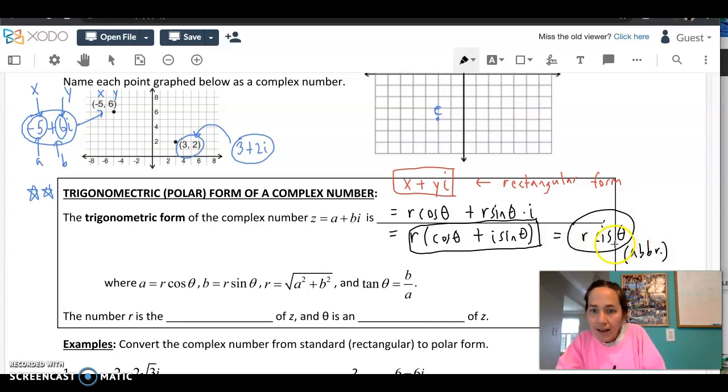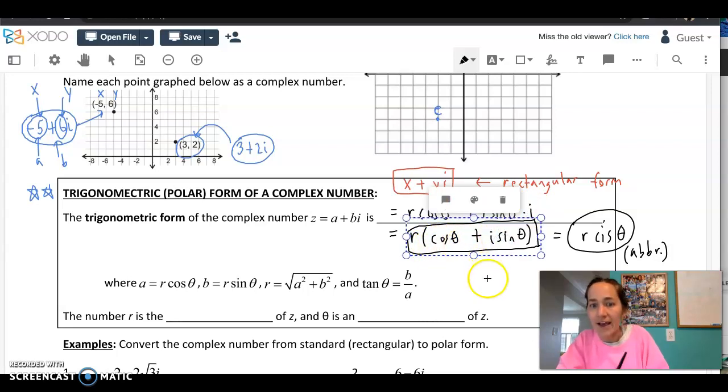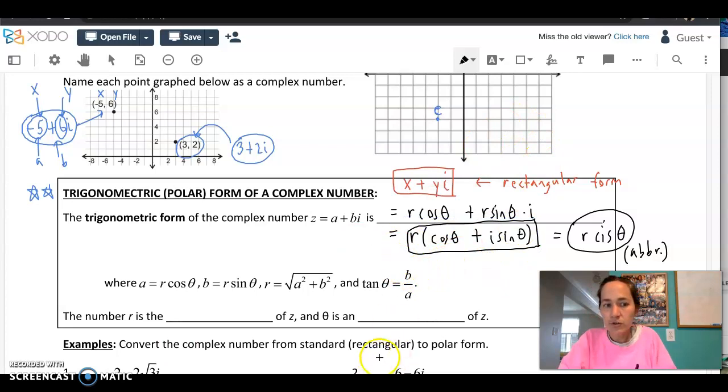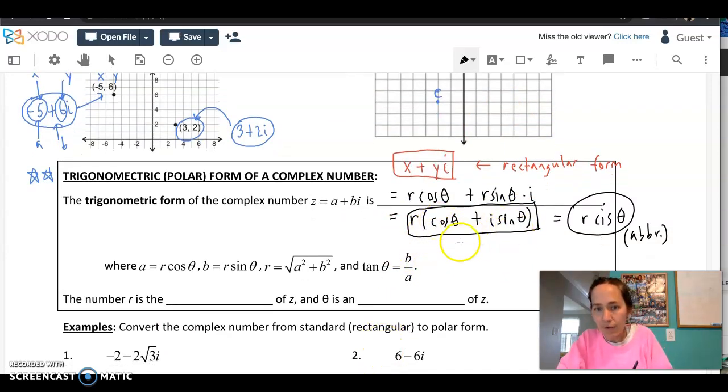The CIS is not a coincidence. It stands for cosine plus i sine. That's where the CIS comes from in that abbreviation that I just wrote. So what you'll see that's cool is, and I'll show you with the problems below, if you feel like not writing this whole thing out, this is a completely acceptable way to leave a complex number in polar form. Okay, so all this is old news, just with a's and b's instead of x's.